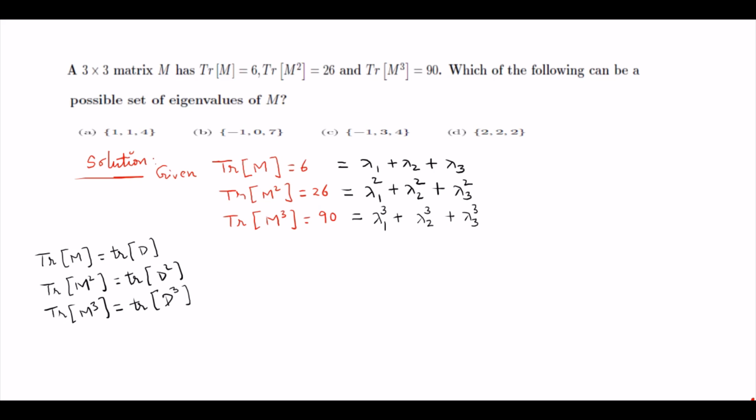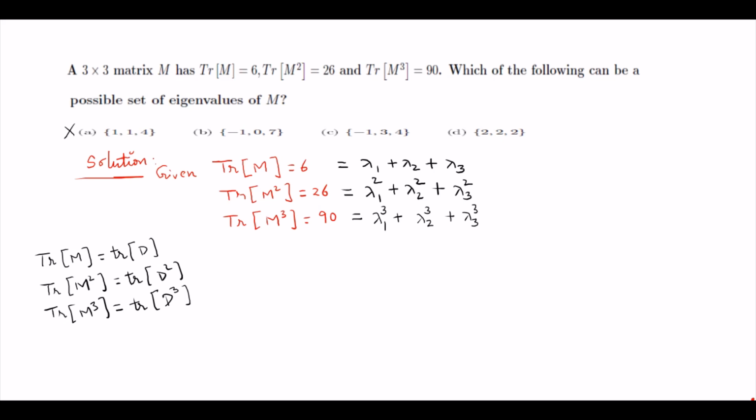Suppose I put 1, 1, 4 here. So 1 plus 1 plus 4 is equal to 6. So the first option will satisfy the first property. But what about the second? 1 square plus 1 square is 2. Then 4 square is 16. So you will get only 18. So answer A is wrong.